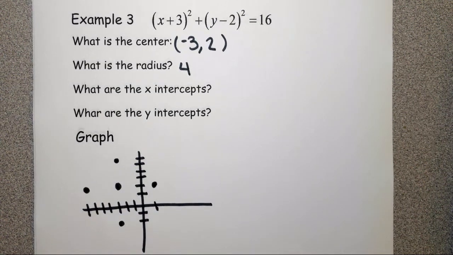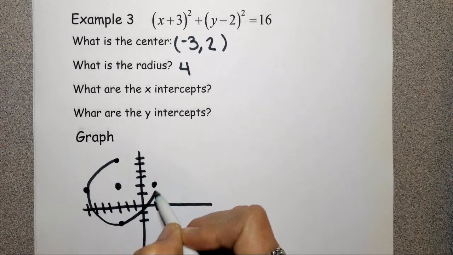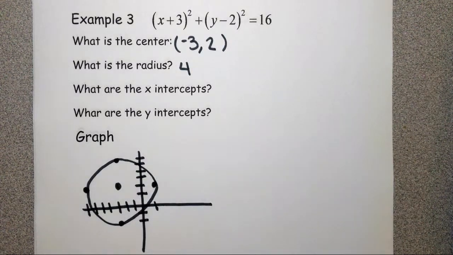Okay, I'm not really good at doing this. I'm going to try to make this as circular as possible. Ooh, that's not so bad. Okay, and better. Okay, good to know.